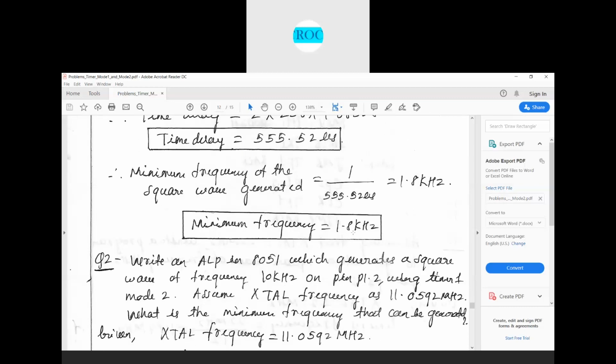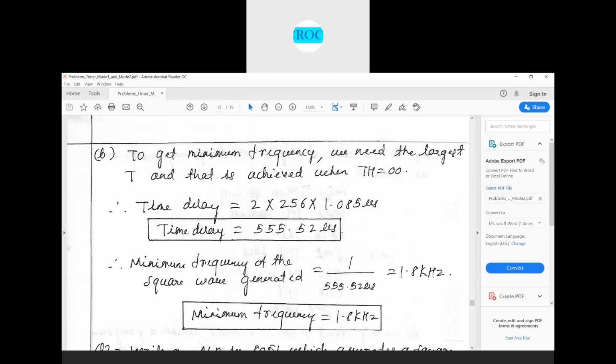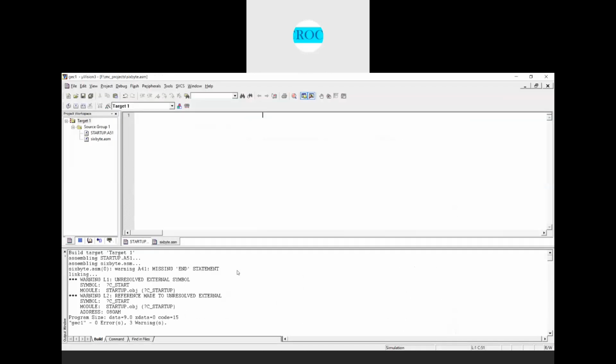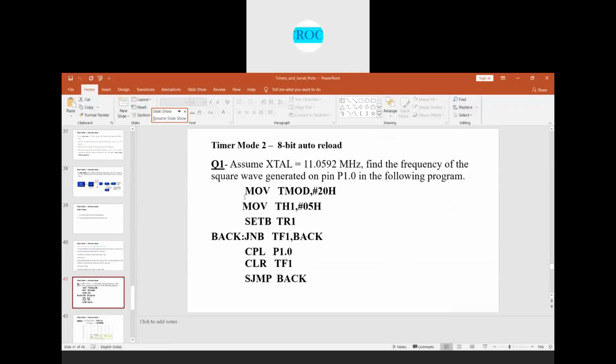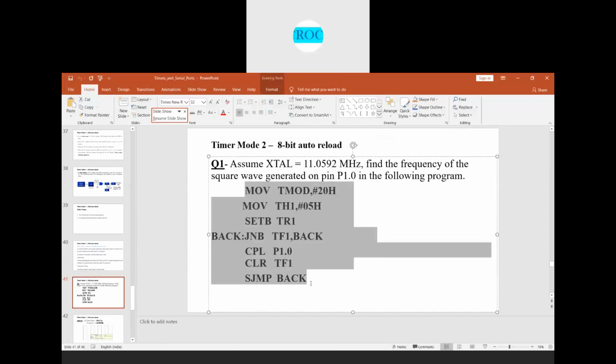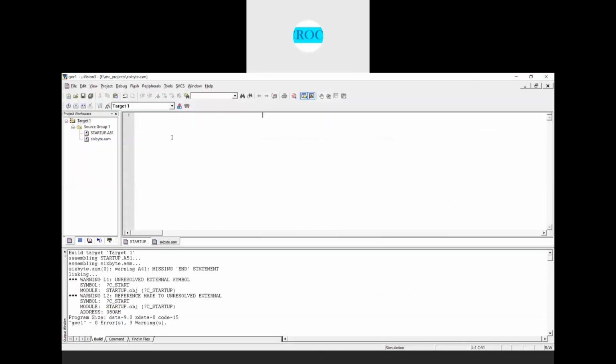Right? We can run this program on the Keil software and see how the program is working. I'll copy the code.